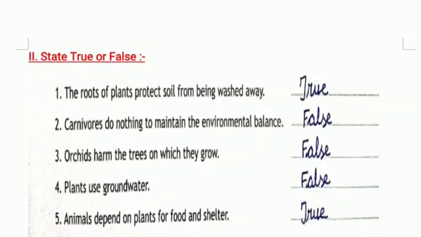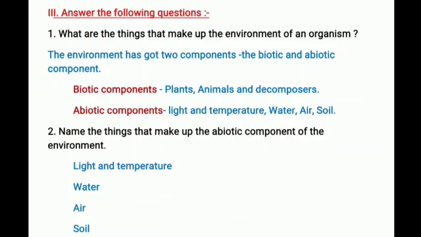Third, orchids harm the trees on which they grow. So the answer is false. They do not harm. Fourth one, plants use groundwater. No, they don't use groundwater. They use the moisture which is present in the soil. So the answer is false. Fifth one, animals depend on plants for food and shelter. Yes, answer is true.